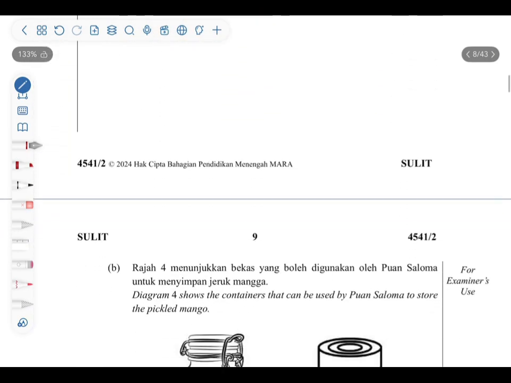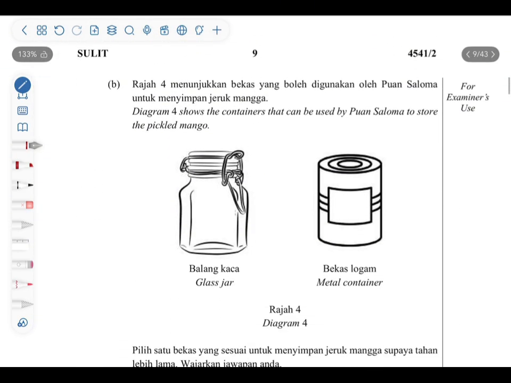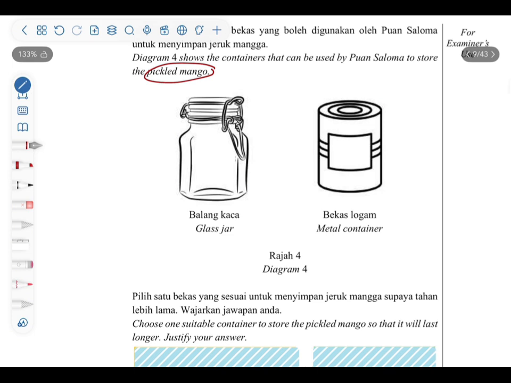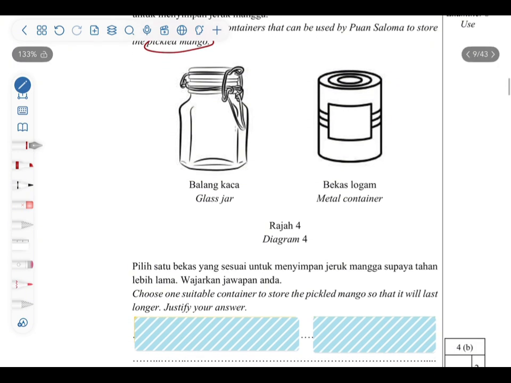Okay, let's go with question B. Diagram 4 shows the containers that can be used by Buon Saloma to store pickled mango. This glass jar is used to store the pickled mango. Choose one suitable container to store the pickled mango so that it can last longer and justify your answer. Basically, you need to choose either the glass jar or the metal container, and then give your reason for your choice.